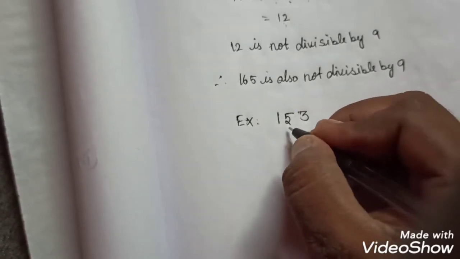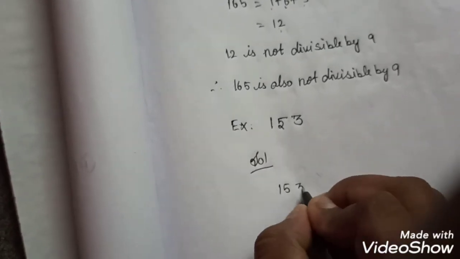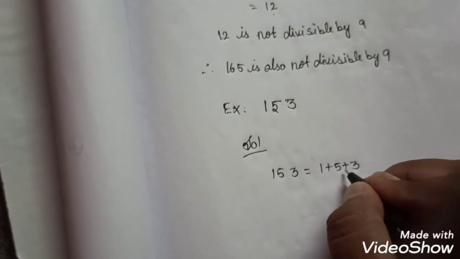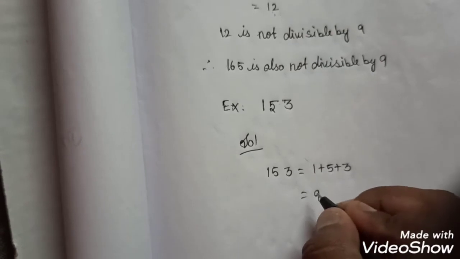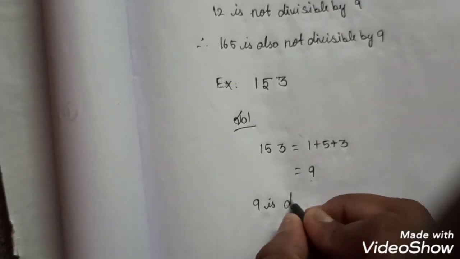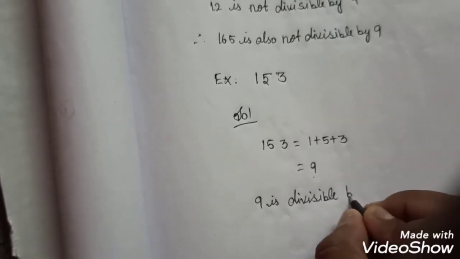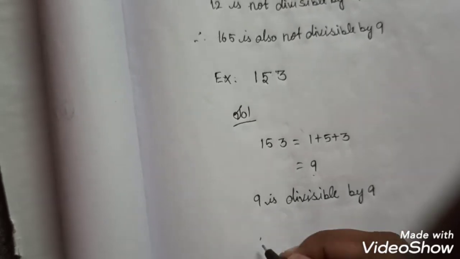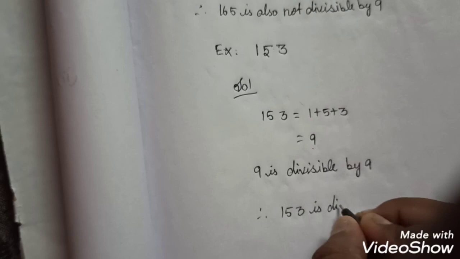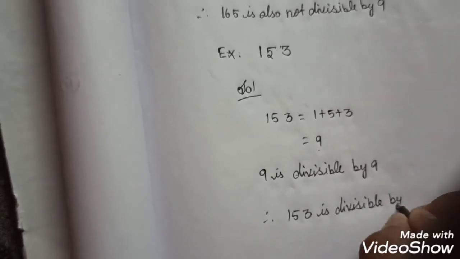Next I check another example, the third one, 153. Solution: 153 gives 1 plus 5 plus 3, which is equal to 9. So 9 is divisible by 9, you know that. Therefore 153 is divisible by 9.